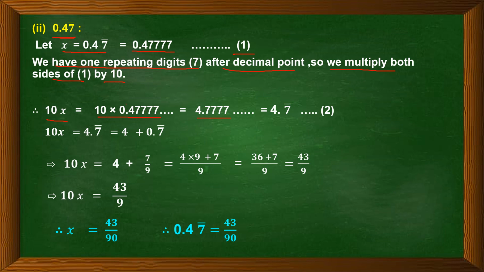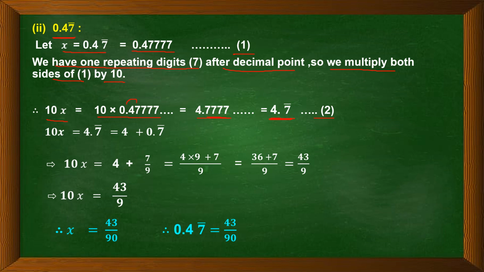So we have shifted the decimal point towards the right. One place of the decimal point has been shifted. Now since 77 is again repeating after the decimal point, we can write it as 4.7 bar. This is our equation 2, right? And if you observe, this 4.7 bar is nothing but a pure recurring decimal now, right? It is of the form which we have solved in the first part. From the mixed recurring decimal, now we have got a pure recurring decimal number.